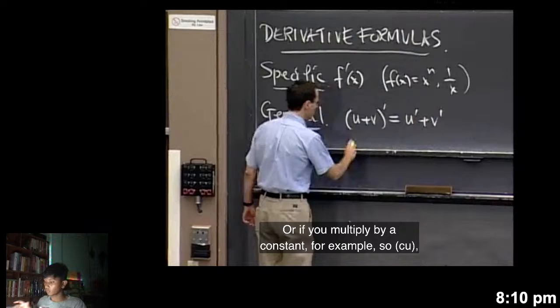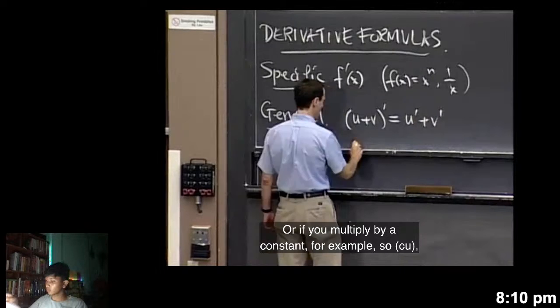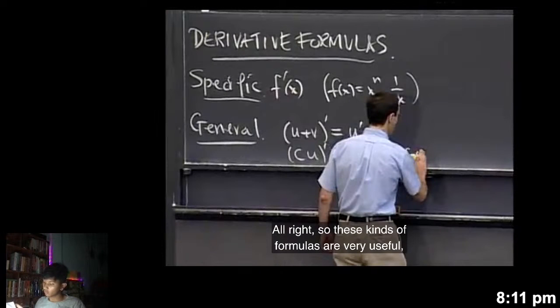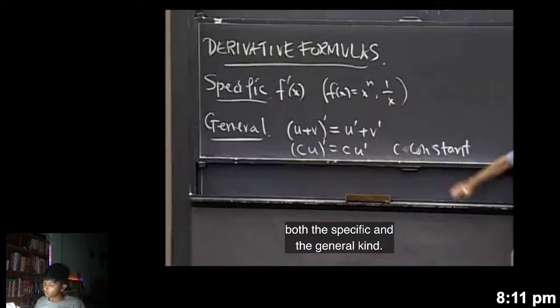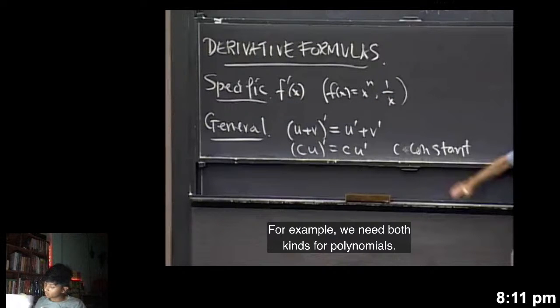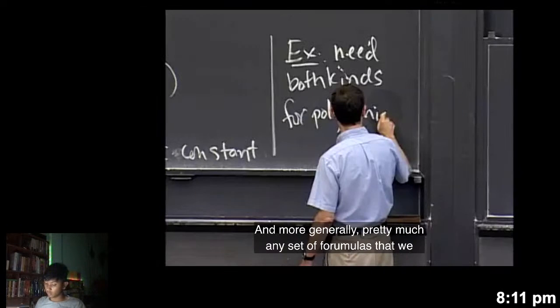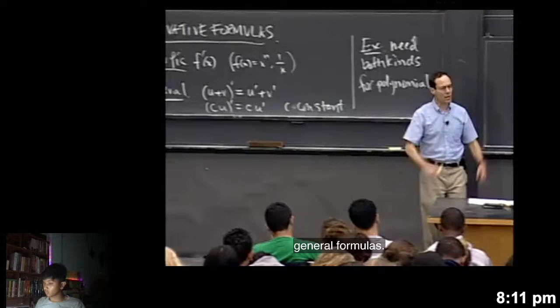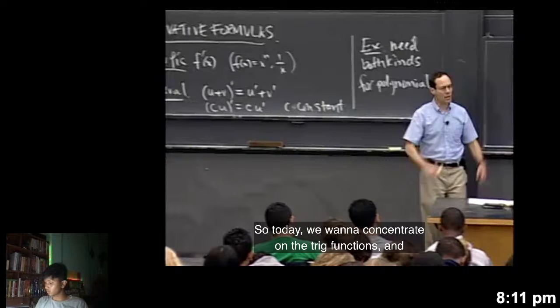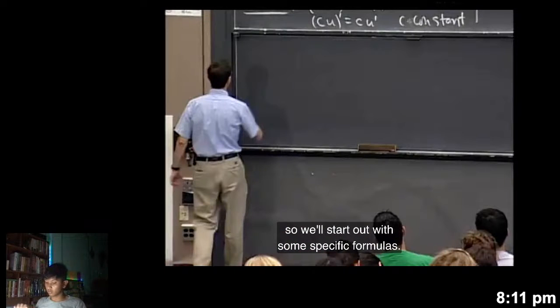All right, so these kinds of formulas are very useful, both the specific and the general kind. For example, we need both kinds for polynomials. And more generally, pretty much any set of formulas that we give you will give you a few functions to start out with, and then you'll be able to generate lots more by these general formulas. So today, we want to concentrate on the trig functions, and so we'll start out with some specific formulas. And they're going to be the formulas for the derivative of the sine function and the cosine function.